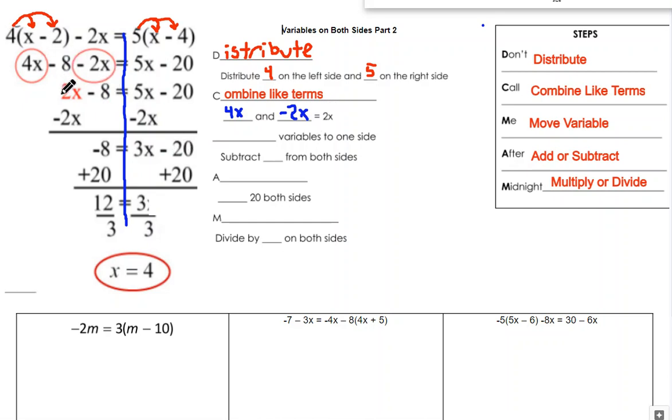Now, I can't combine that 8 with that 2x because this doesn't have an x. So now I look to my right side. Can I combine these two things? I cannot, because this has an x and this doesn't have an x, so I just brought it down.